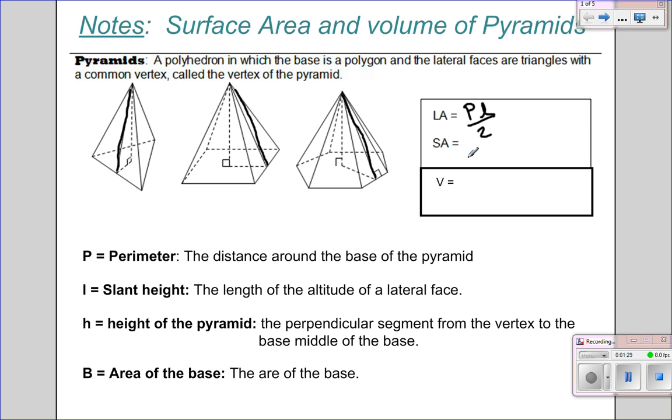So surface area is PL over 2 plus big B, which is the area of the base. So perimeter of the base, add up all the sides, times the slant height going down the side, divide that number by 2, plus whatever the area of the base is. And the volume formula is the area of the base times the height, so the height's the straight up and down distance, divided by 3. So please make sure you get this terminology down. It's important that you know what each of these letters represents.